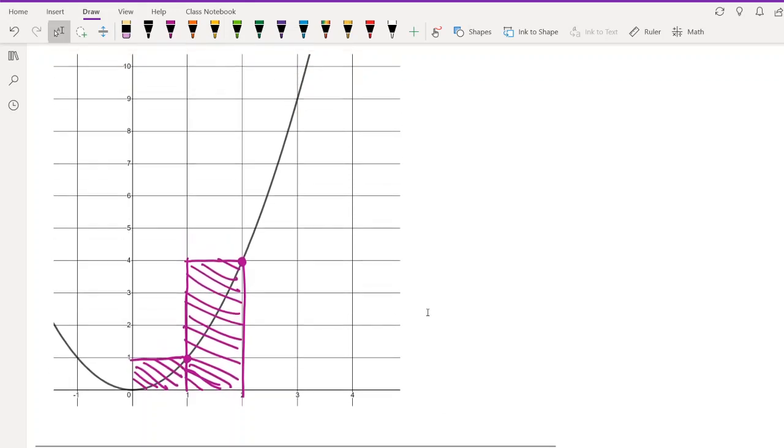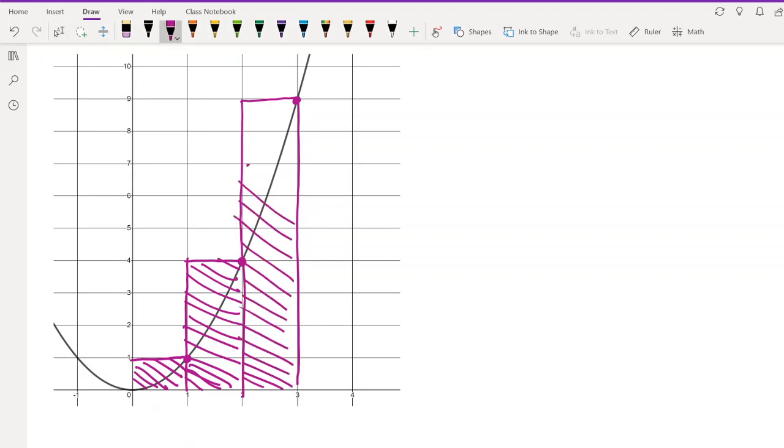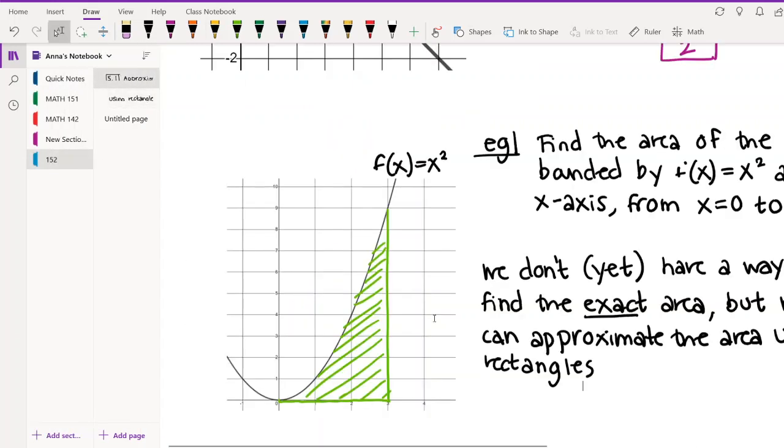Then our third rectangle, going from 2 to 3, we draw a rectangle where the height comes from the right side, so it comes from this 3. We go to a height of 3 squared, because our function is f of x equals x squared, and we draw a rectangle. If we add up the areas of these 3 rectangles, it's going to give us an approximation for this area that we have shaded in green on the previous page.